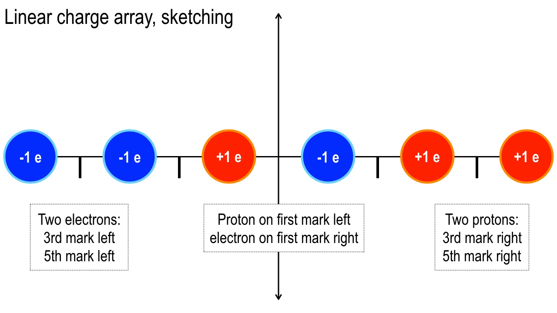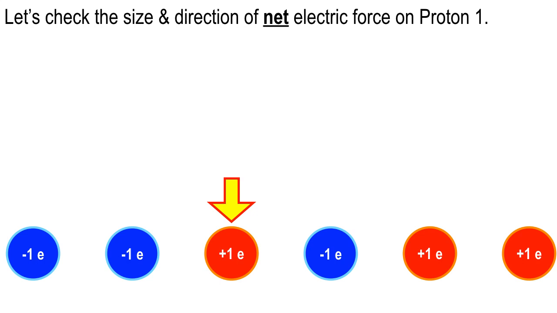It looks easy right now, but we're in the process of burning your brains, because what we're going to try to do is figure out the force. I'm going to abstract my axes away now. We've got everything set up. We're going to figure out the force on this one, my target particle. All the other particles, electrons and protons, experience forces too, and if we want, we can analyze them later. So let's check the size and direction of the net force on proton number one. Here we go.